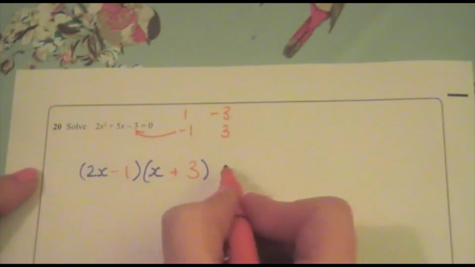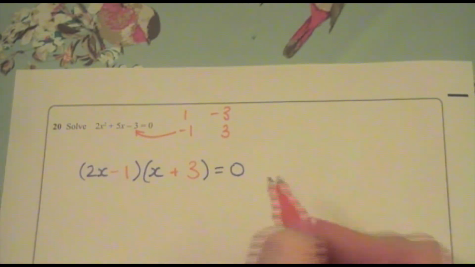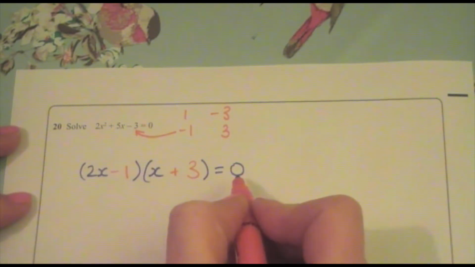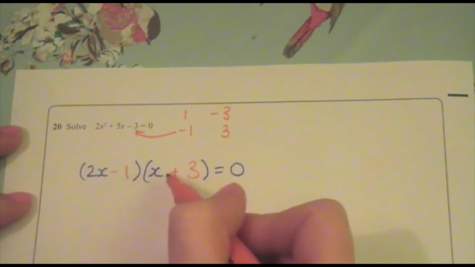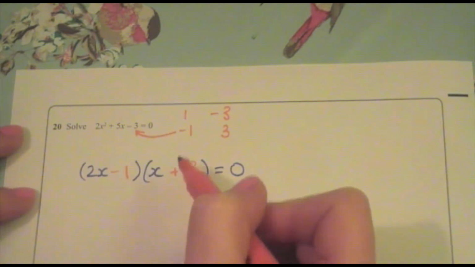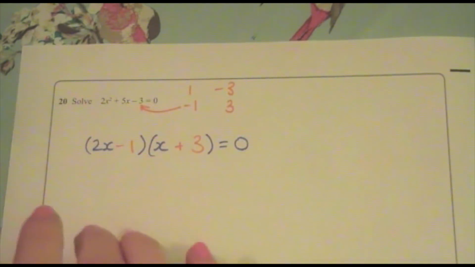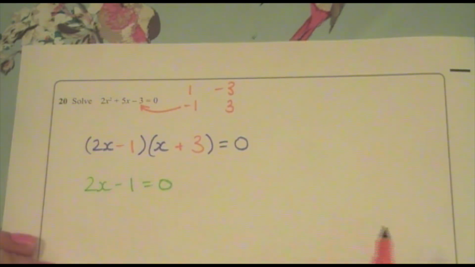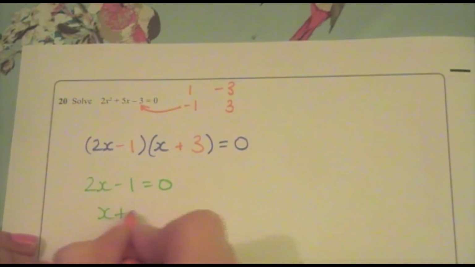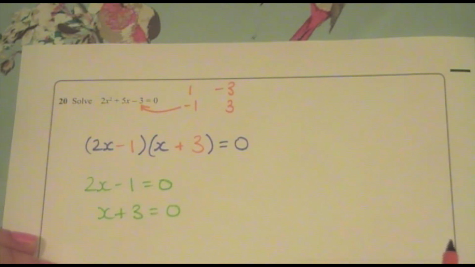Now this equation is equal to 0. Now the only way that this equation could be 0, and the only way that two numbers could be multiplied together to make 0, is if either one of those is 0 themselves. So the only way this could work is if 2x minus 1 equaled 0, or if x plus 3 equaled 0.